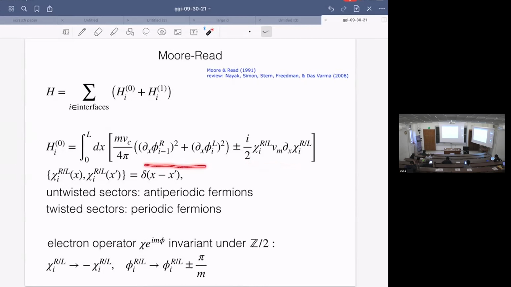Now, it's not just two decoupled CFTs here. They're coupled together, and states are required to be invariant under a Z2 symmetry. Here, the way that Z2 acts is determined by requiring the electron operator of the theory to be invariant. Or rather, if you stare at this electron operator, it's invariant under a Z2 transformation, and we require that all states be invariant under that Z2 symmetry. Okay, so it just flips the sign of the Majorana and shifts the boson by pi over m.